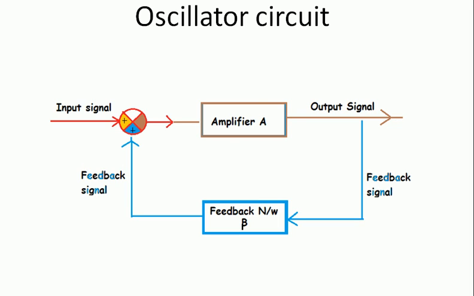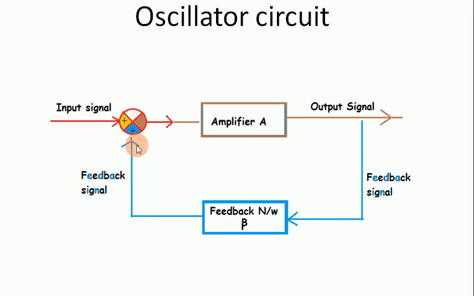To understand how an oscillator produces an output signal without an external input signal, consider this block diagram, which contains an amplifier with voltage gain A, a feedback network, an input signal and an output signal. A fraction of the output signal is fed back to the input signal.